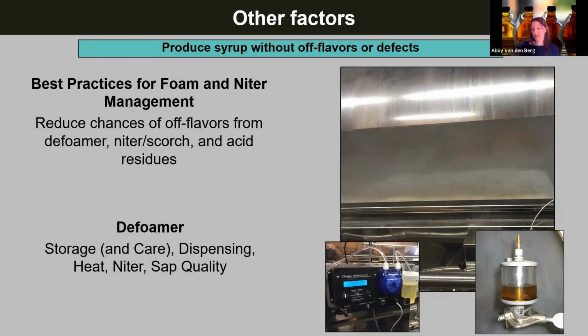How we dispense it is really going to affect how much we use. That's a subject for another presentation. But we really need to be making sure we're using as little as possible, especially close to the syrup draw. And of course, taking care of sap quality is also going to help, because the worse our sap is, the more foam that we're going to have. So that is also going to help us use less defoamer.